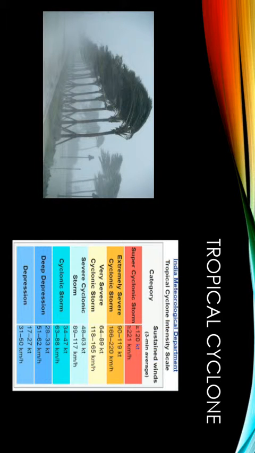This is the classification of tropical cyclones according to the Indian Meteorological Department. Different categories: depression, deep depression, cyclonic storm, severe cyclonic storm, very severe cyclonic storm, extremely severe cyclonic storm, and super cyclonic storm. According to wind speed: depression 31 to 50 km per hour, deep depression 51 to 60 km per hour, cyclonic storm 63 to 88 km per hour, severe cyclonic storm 89 to 117 km per hour, very severe cyclonic storm 118 to 165 km per hour, extremely severe cyclonic storm 166 to 220 km per hour, and super cyclonic storm 220 km per hour and above.